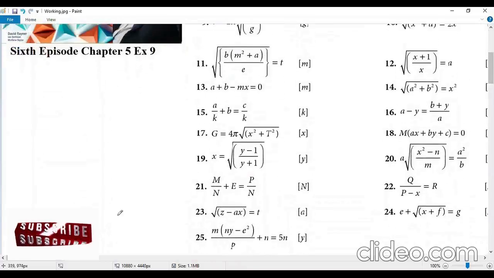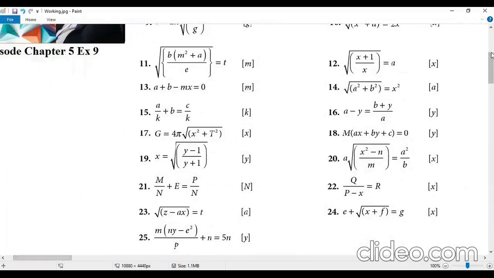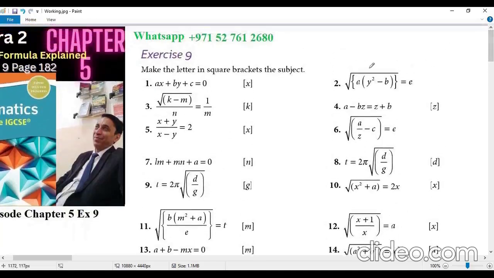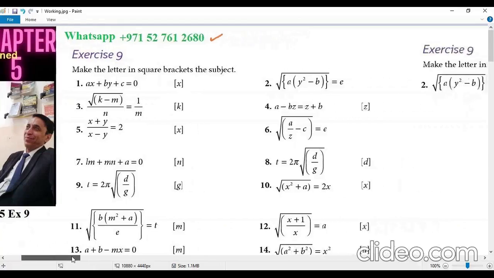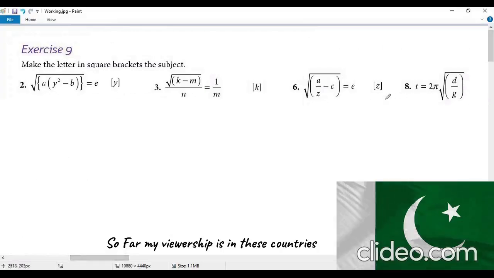If you have a physical book with you, you can have a look, on page 182, and in case you don't have, you can request me on my WhatsApp number provided. I will be sending you a PDF of this book. This video might get a little lengthy because there are many questions that I have selected, and the trick is that the letter which is in the bracket has to be made the subject.